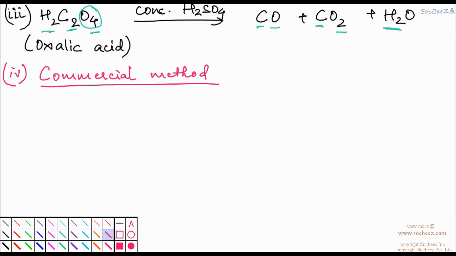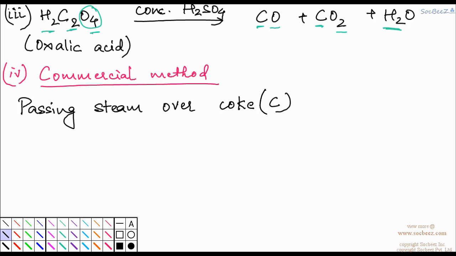So how is carbon monoxide prepared commercially or on a large scale? In the laboratory you prepare carbon monoxide on a small scale, but for preparation on a large scale you need the commercial method. On a commercial scale it is prepared by passing steam over coke, that is carbon.